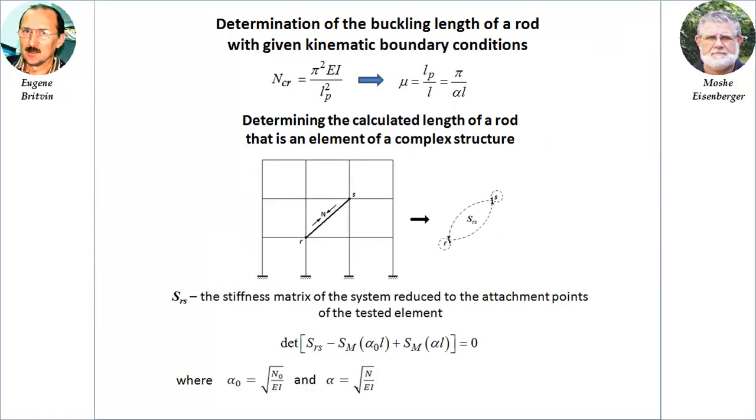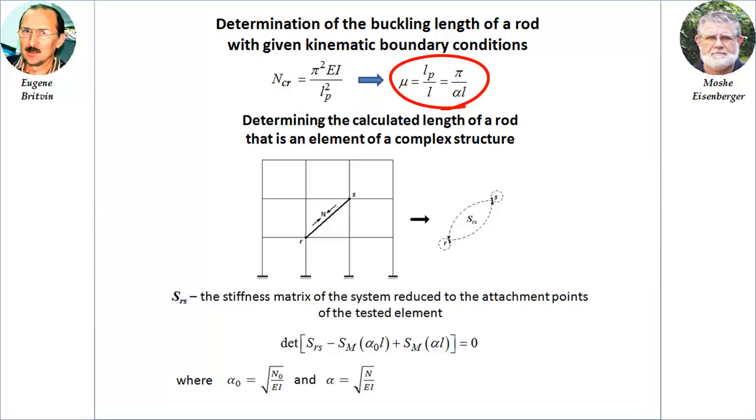Let's return to calculating the buckling lengths. We know well how to calculate the buckling lengths if kinematic boundary conditions are specified at the ends of the rod: a hinge, a free end, a fixing, and a slider. To do this, we need to find the critical force value and, using the well-known formula, find the buckling length of the rod, here mu.